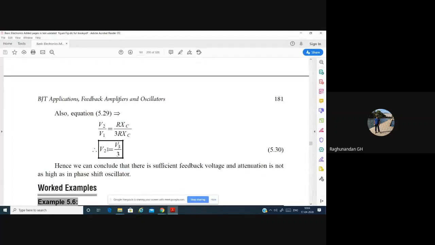Because of that, sometimes we will be getting distortions at the output. But here, since it is having sufficient feedback, see here it is telling 1 by 3rd of the output is fed as input. So this indicates there is sufficient voltage to feed as input and attenuation is not going to happen to a larger extent. Attenuation means reduction in the strength of the signal. Strength means amplitude. So if you are reducing the amplitude level, then it is known as attenuation. If you are increasing the level of the amplitude, we call it gain. Gain and attenuation are inverse to each other.